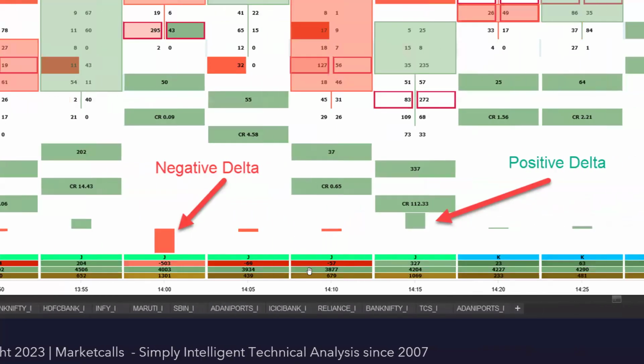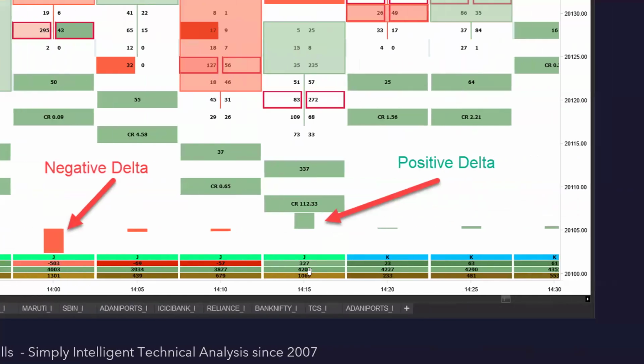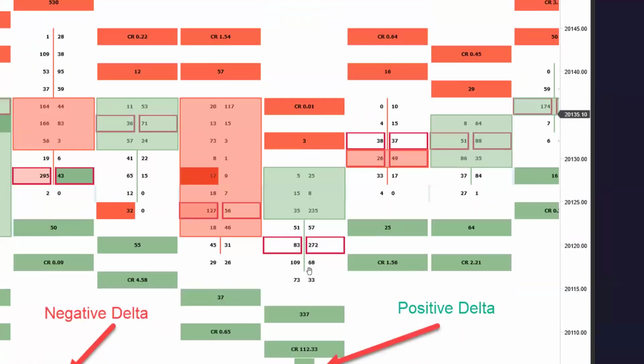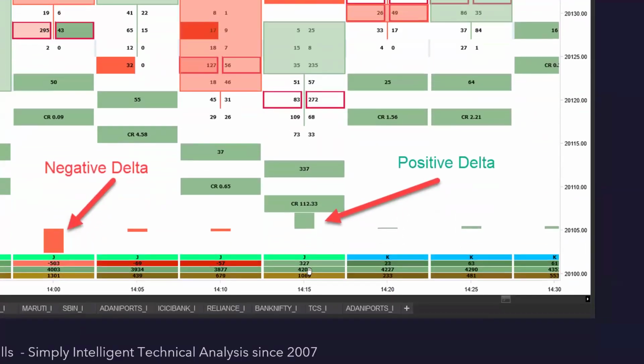Now, if you look at the positive delta here, this is the 2:15 candle. You can see that the delta becomes positive around that level. 327 is the delta here. So what does a positive delta show? It shows that that particular candle has more buyers, 327 more buyers compared to the sellers.